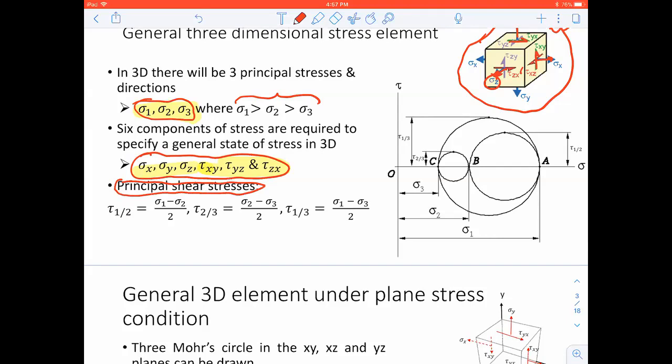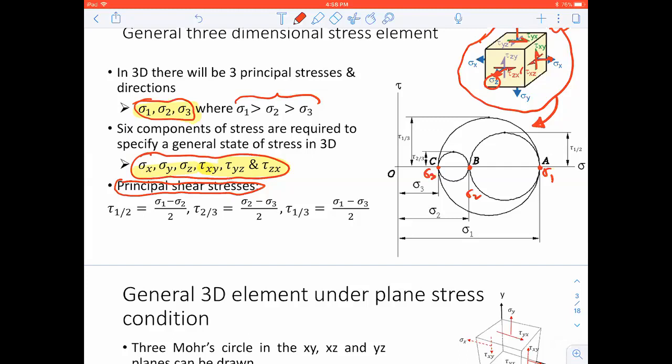So for this 3D element, if you draw the Mohr circle, you're going to have 3 Mohr circles. You can see that this is your sigma 1, this will give you your sigma 2, and this will give you your sigma 3. One circle is made of sigma 1 and sigma 2. The other circle is made of sigma 2 and sigma 3. The bigger circle is made of sigma 1 and sigma 3. This is how it will look.